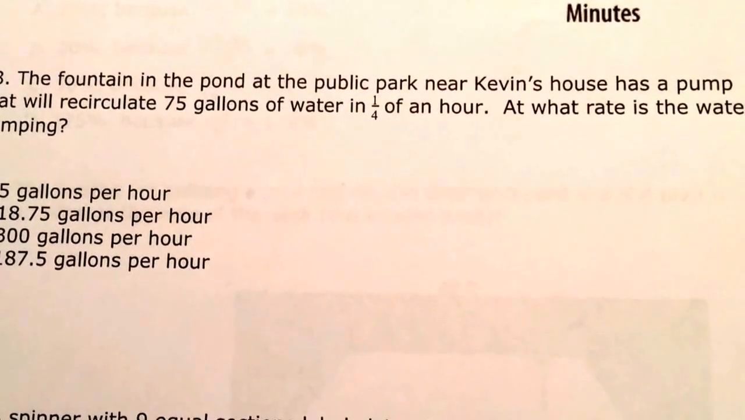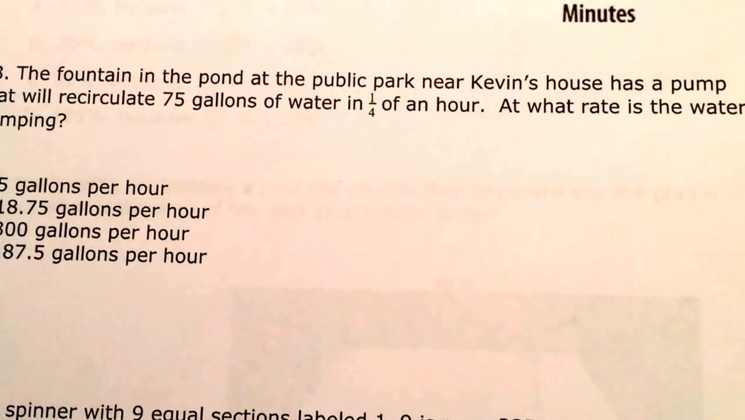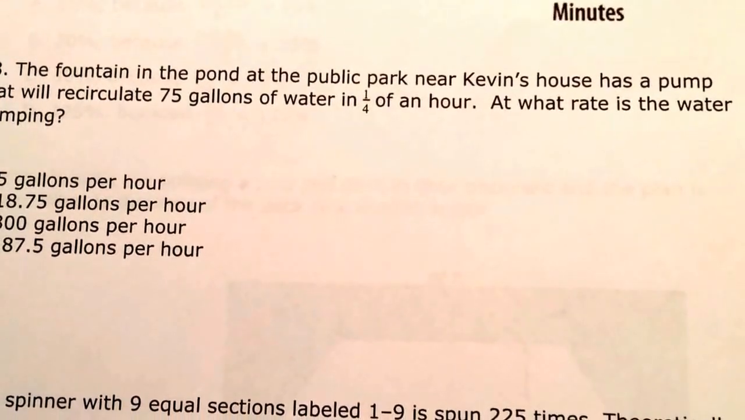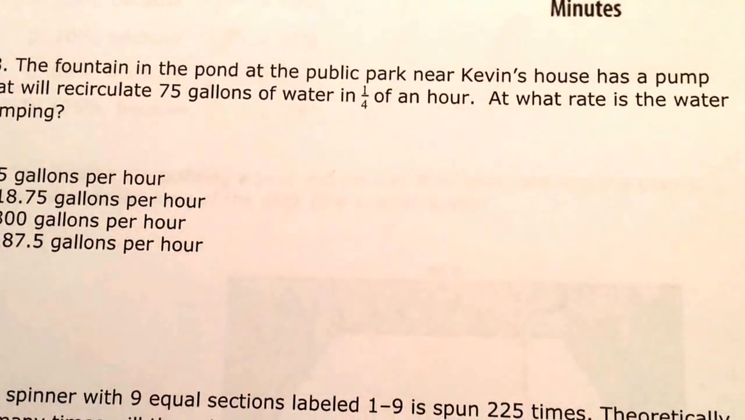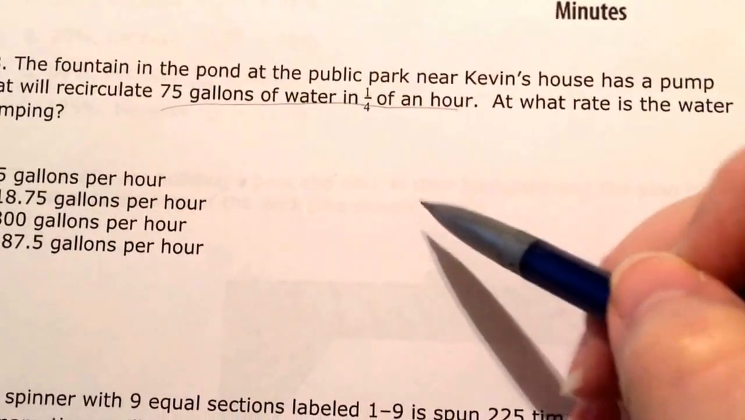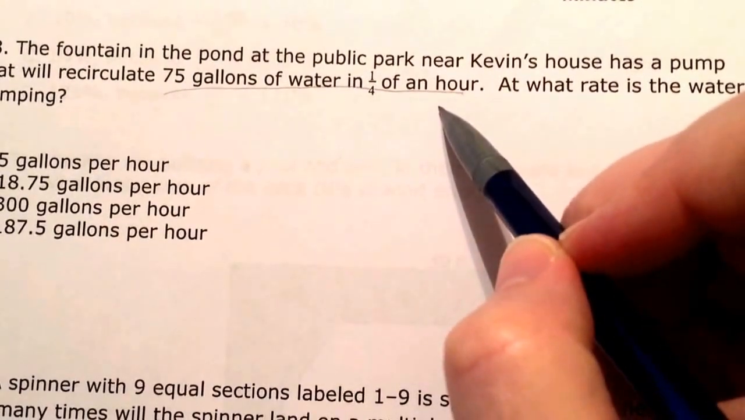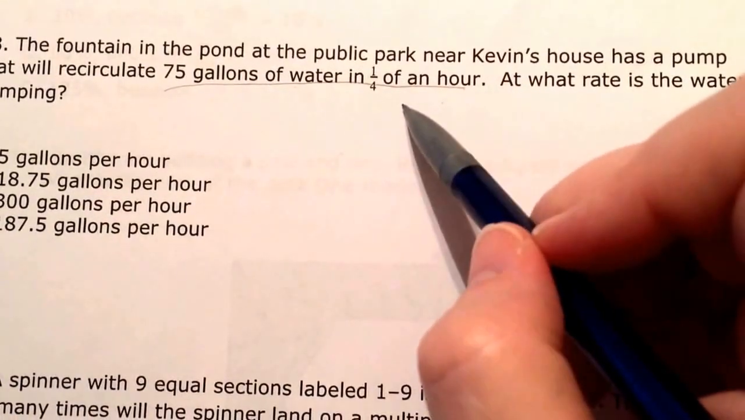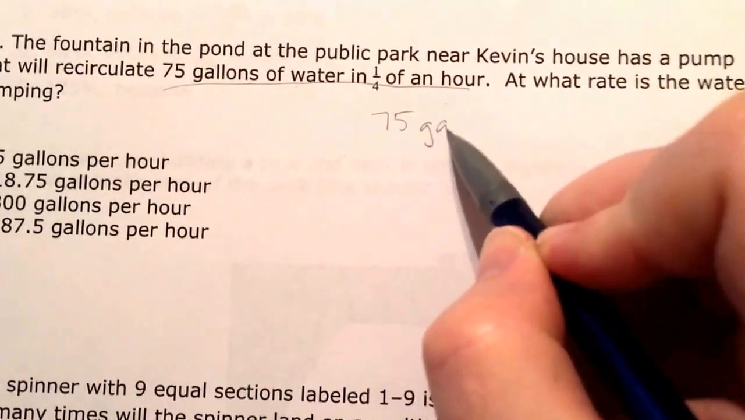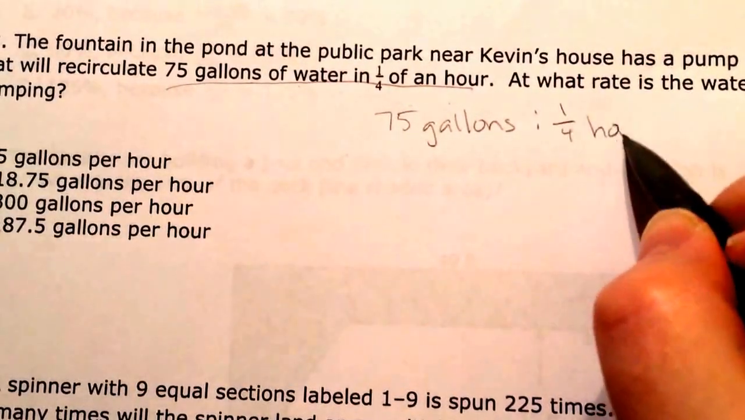Number 13. The fountain in the pond at the public park near Kevin's house has a pump that will recirculate 75 gallons of water in 1/4 of an hour. At what rate is the water pumping? All right, so 75 gallons in 1/4 of an hour. I have 75 gallons in ratio to 1/4 hour.